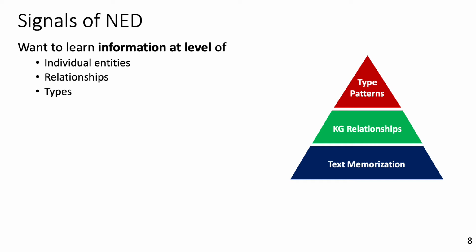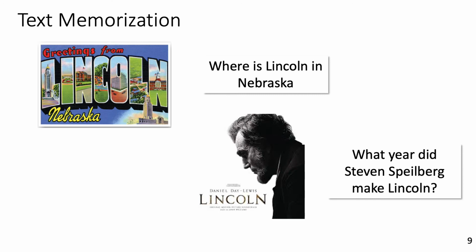To motivate and understand this, I'm going to go through some examples. If I asked you, where is Lincoln in Nebraska? Or what year did Steven Spielberg make Lincoln? You'd be able to know that the first refers to Lincoln, Nebraska, the city, and the latter to Lincoln, the movie, as the words Nebraska and Steven Spielberg commonly co-occur with each entity. So this is a pattern that you can learn on the entity level, which is an association of textual keywords.